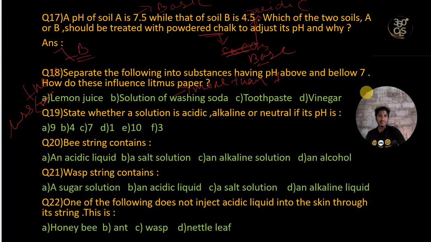Less than 7. Then toothpaste. Toothpaste contains bases, so is it less than or more than 7? Then vinegar, which is acidic, so it is also less than 7. Okay.